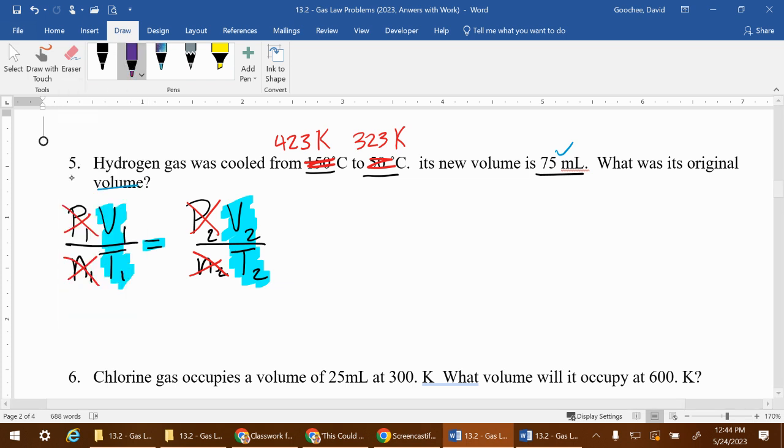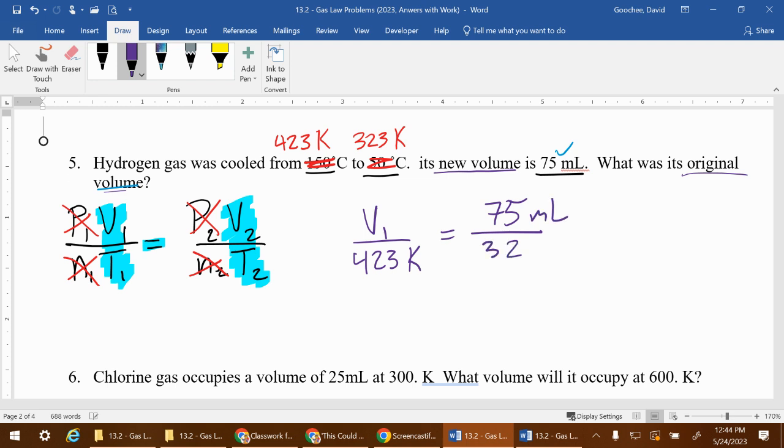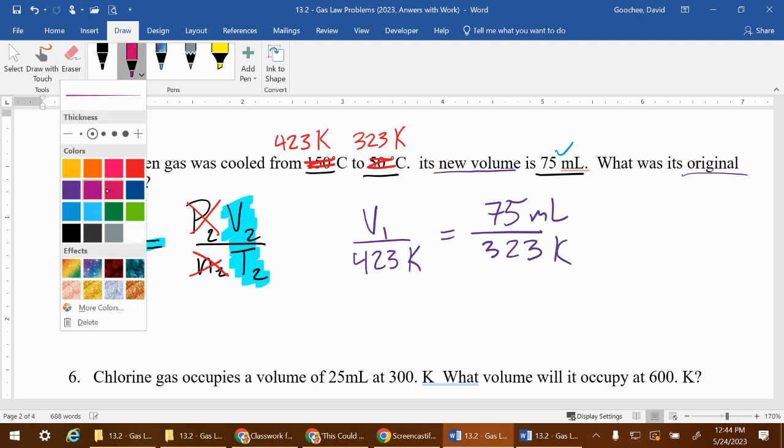All right, so the initial volume, we don't know what the initial volume is. We have to solve for it, okay? Do we know the initial temperature? Yeah, the initial temperature was 423 Kelvin. Do we know the final volume? All right, yeah, here it is. The new volume is 75 milliliters. And the final temperature is 323 Kelvin.